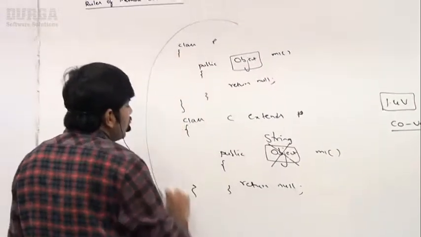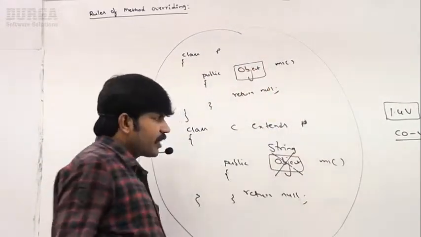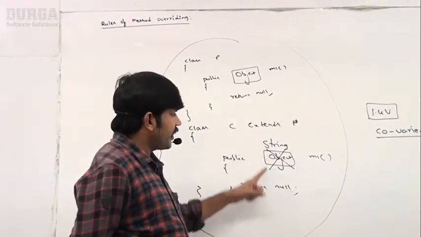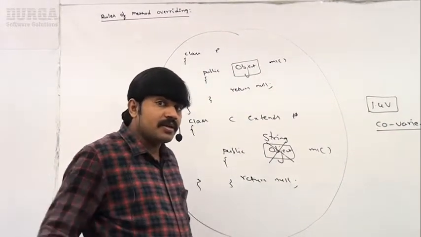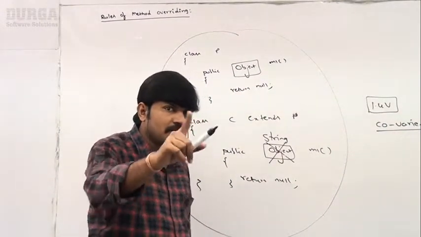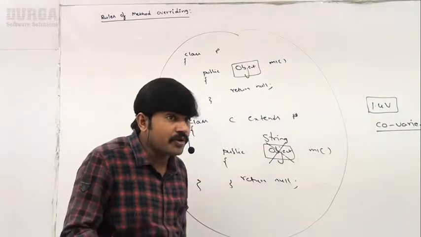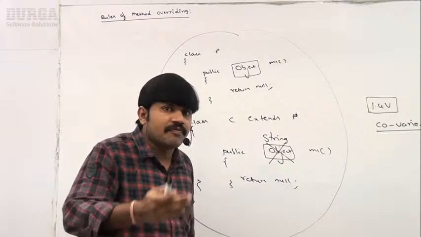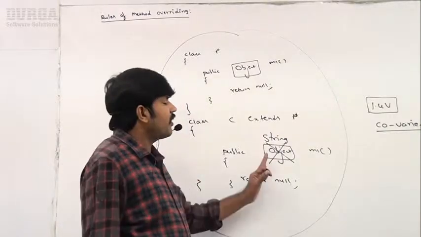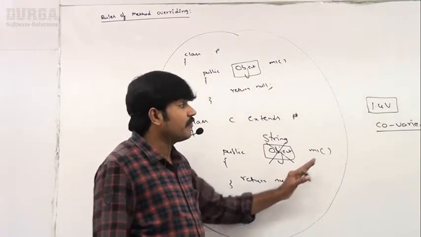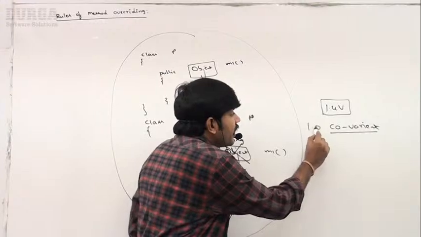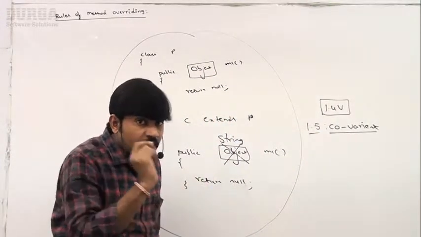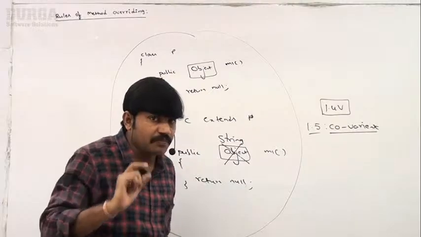Now I have one small doubt, sir. If I compile this code, is it valid or invalid? In 1.4 version, invalid, because in the 1.4 version, return types must be the same. But from 1.5 version onwards, it is perfectly allowed, because covariant return types are also allowed. Everyone can understand, right? Observe very carefully about this type of terminology, right?